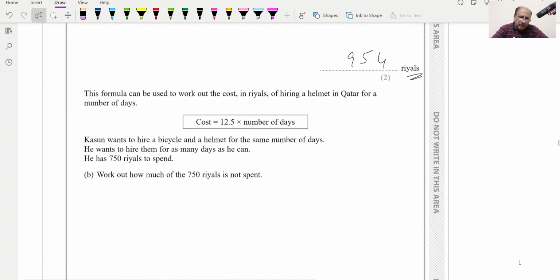Now this formula can be used to work out the cost in reals of hiring a helmet in Qatar for a number of days: cost equals 12.5 times number of days. Qasoon wants to hire a bicycle and a helmet for the same number of days. He wants to hire them for as many days as he can. He has 750 reals to spend. B part, work out how much of the 750 reals is not spent.